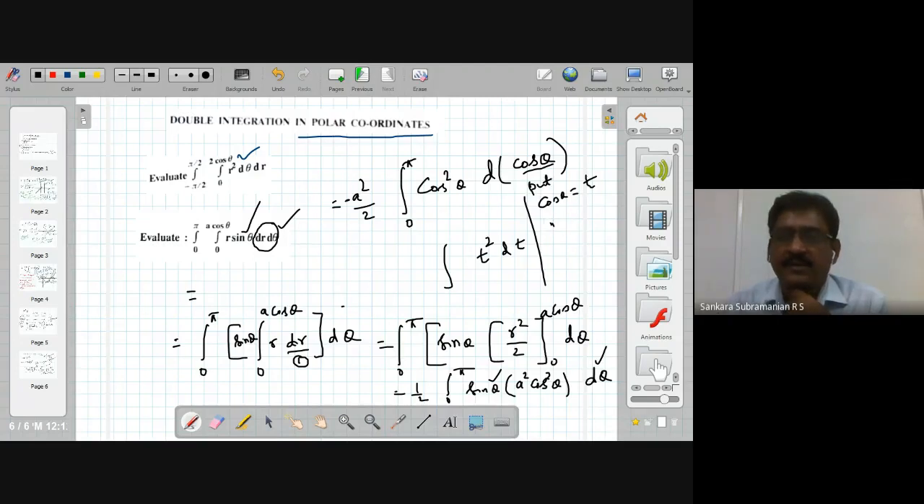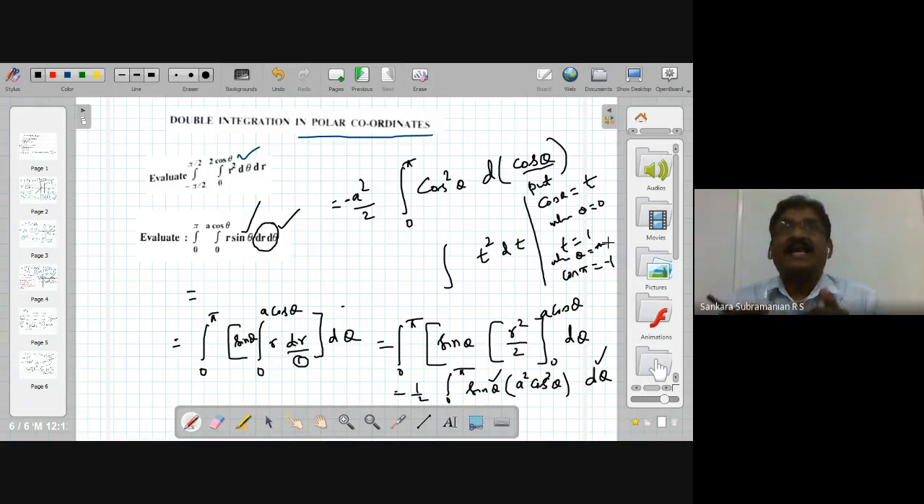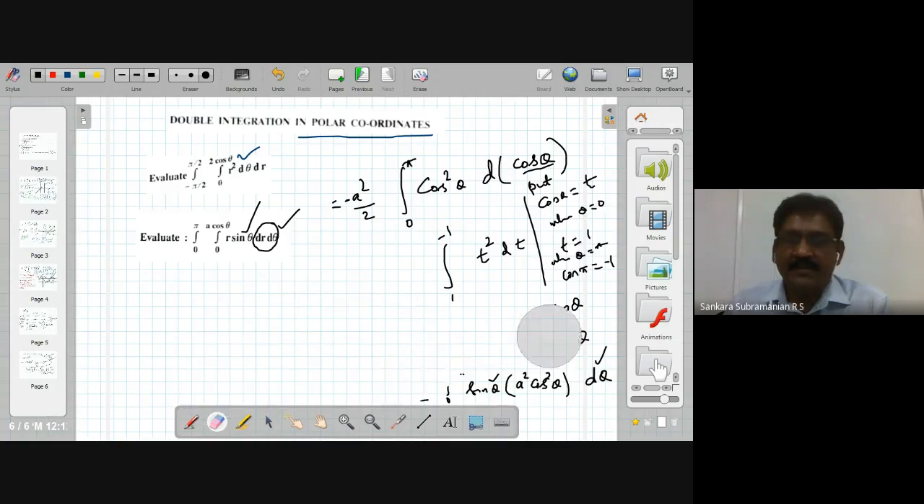All right. When theta equal to 0, when theta is 0, t becomes 1. When theta is pi, what is cos pi? So -1. So therefore I have t square dt, right? So therefore when this is 0, you have 1 to -1 t square dt. All right. So already I think we have a negative sign is out.